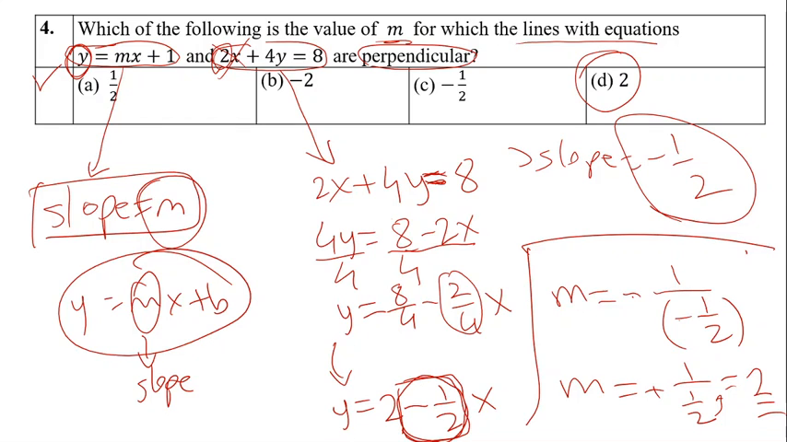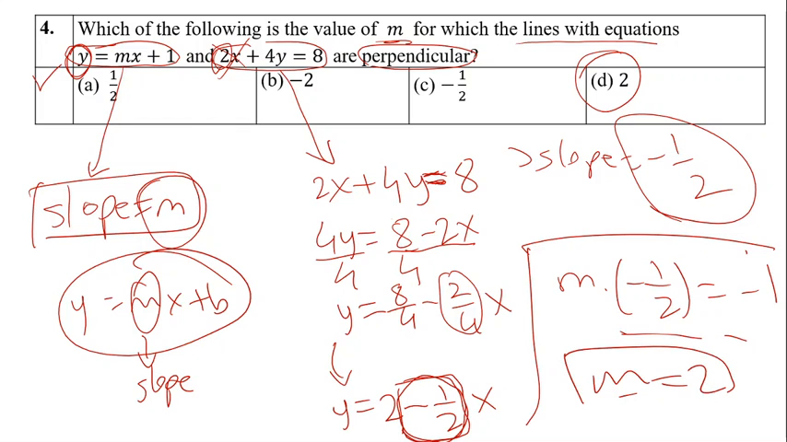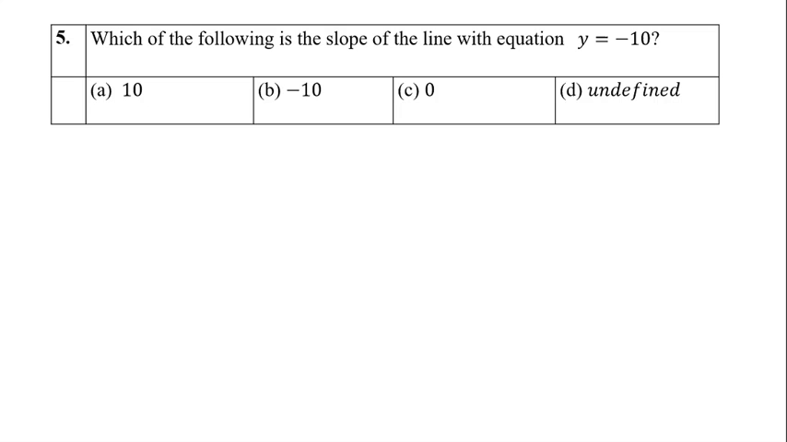Or if you want to do it with multiplication, you can do it like this: m times minus 1 over 2 is equal to minus 1. So you can calculate this and you will end up with m equals 2 again. Either way is fine.